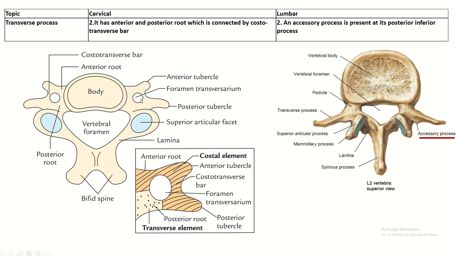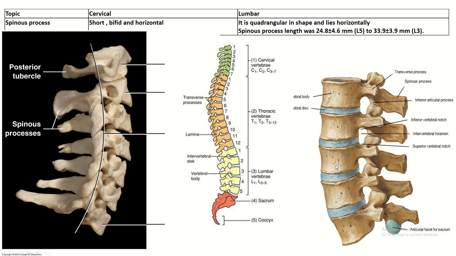The transverse process of the cervical vertebra has two roots. This is the anterior root, this is the posterior root, and this portion is known as the costotransverse bar. And in the transverse process of the lumbar vertebra, there is another accessory process present at the base of the transverse process of the lumbar vertebra.